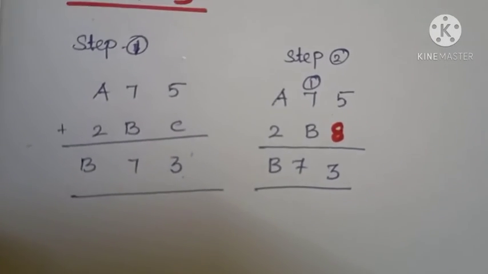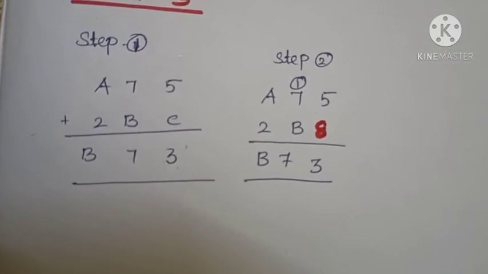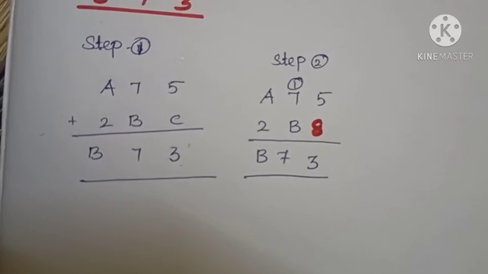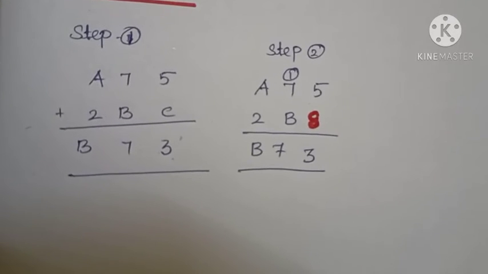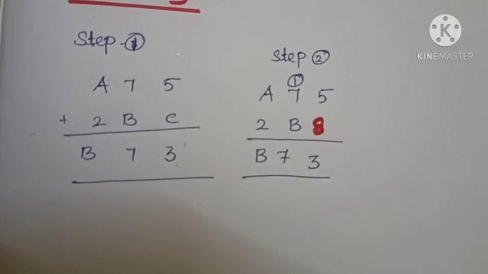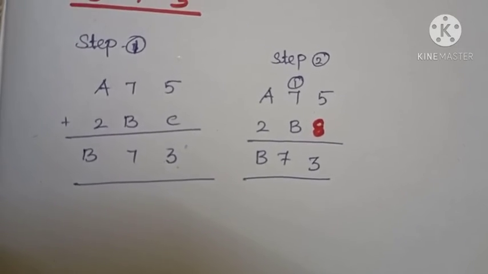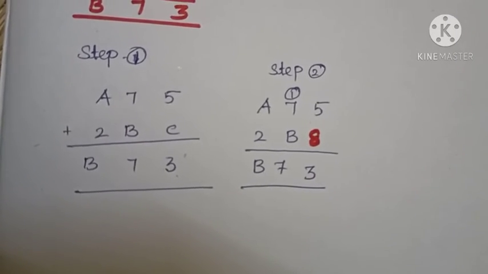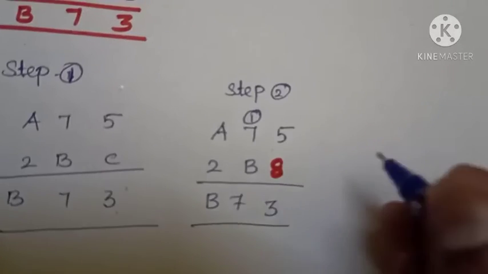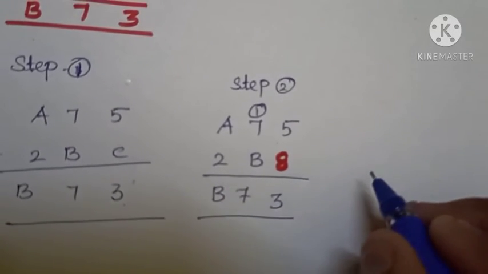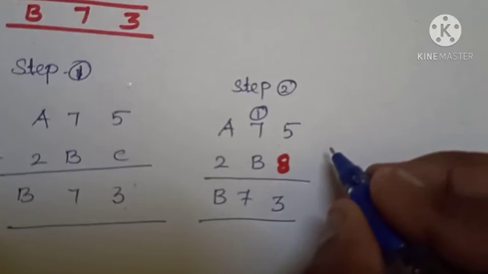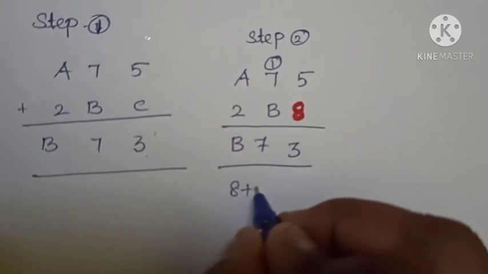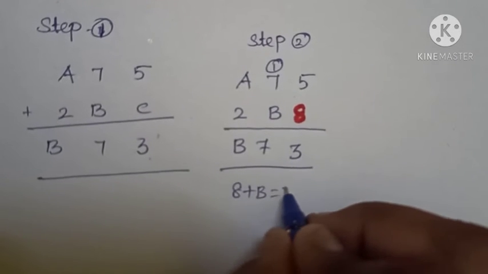So now first we replace the value of C. Instead of C, we take 8. So 8 plus 5 equal to 13. We get the unit place 3. Next we need 1 plus 7 plus B is equal to 7. So what do you take? 1 plus 7 means 8, plus B is equal to 7.